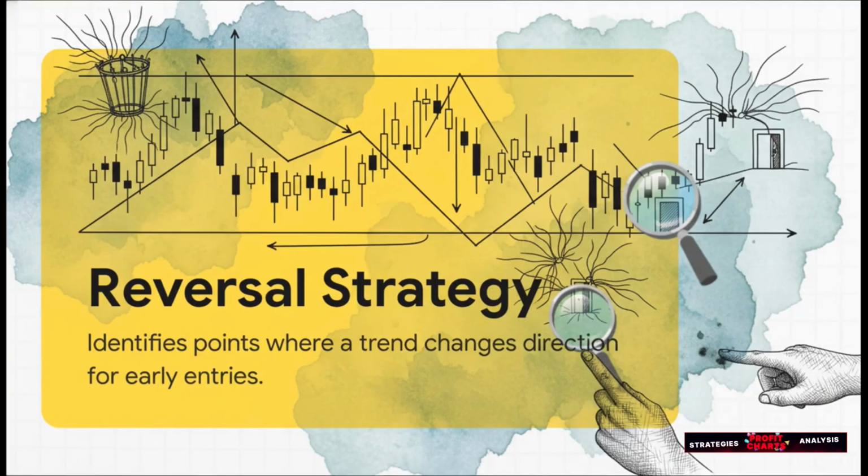Before we can avoid a trap, we have to know what we're looking at. Basically, a classic reversal strategy is a technique used to identify potential points where a market trend exhausts and changes direction, allowing early entries into new trends. The lure here is obvious, right? You want to capitalize on early directional shifts while keeping your risk super tight. But there is a massive catch.